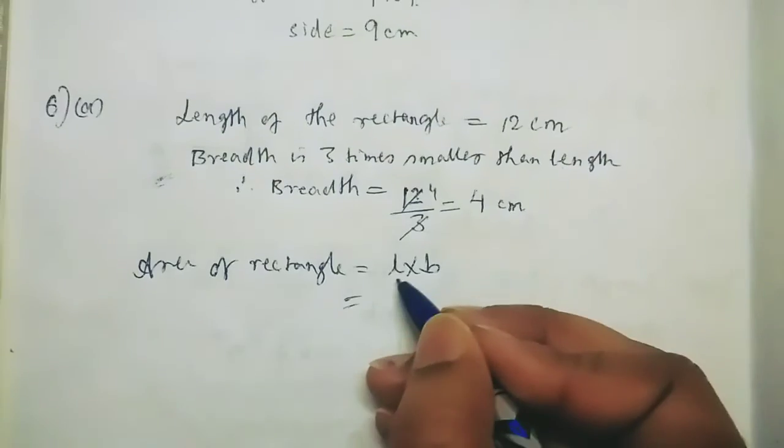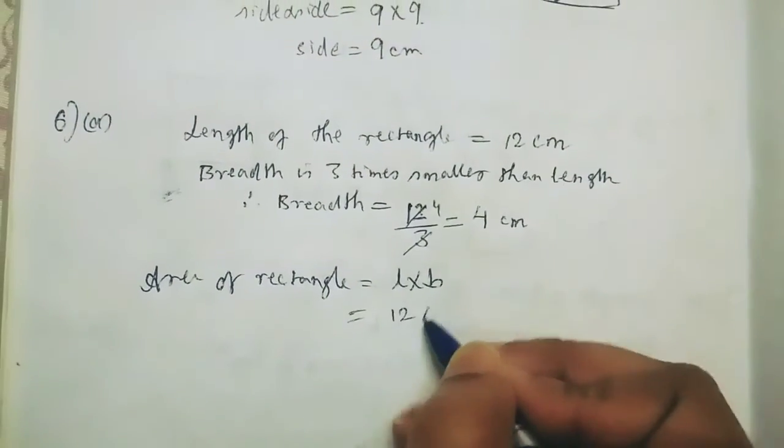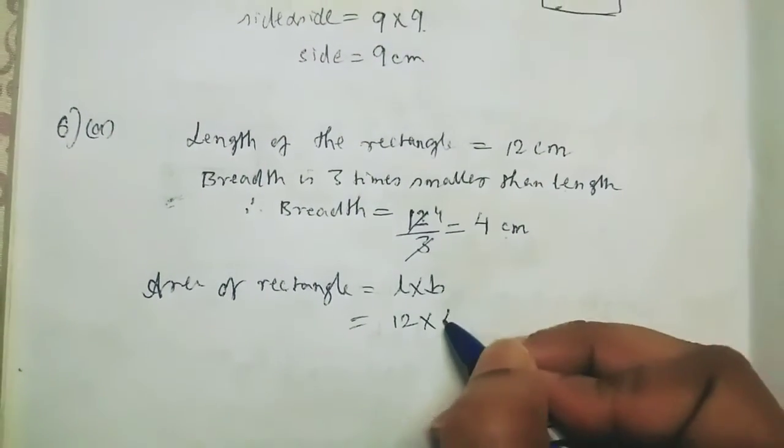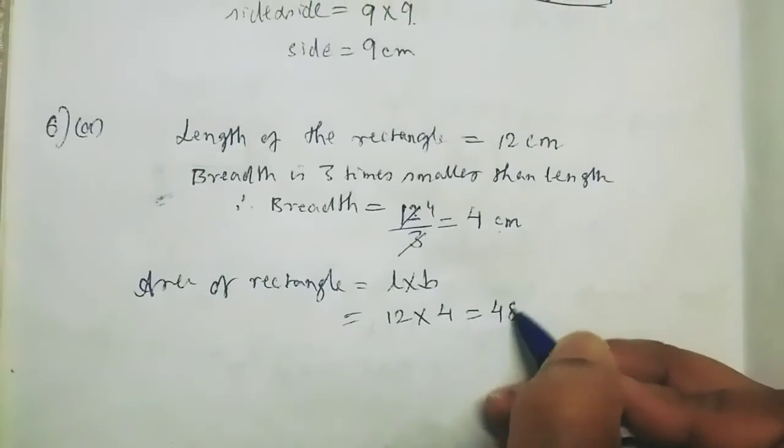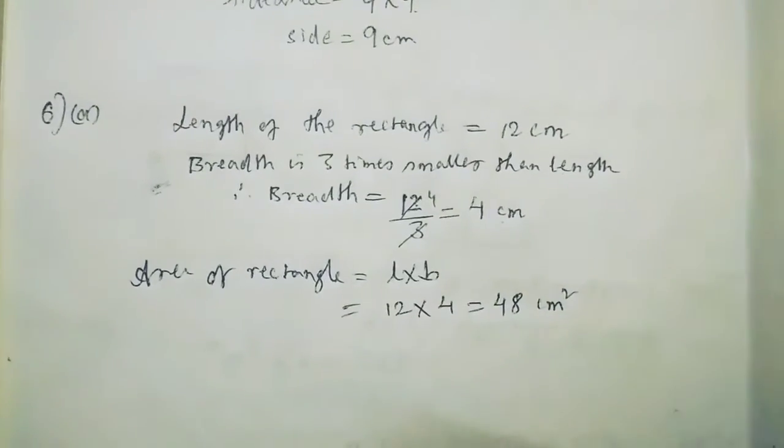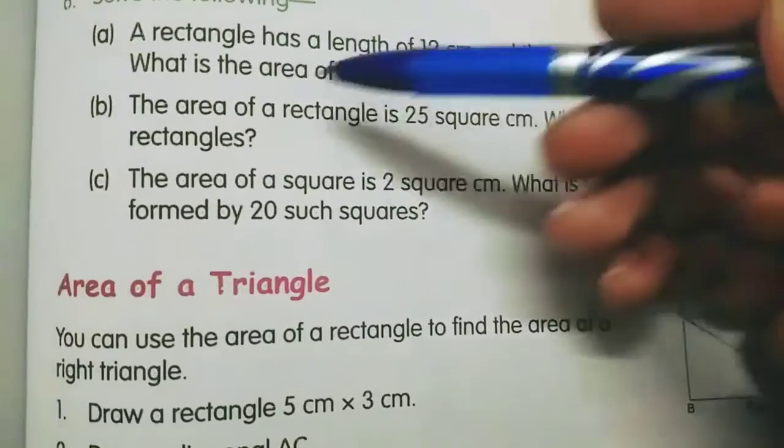Now you can find the area of the rectangle. Area of rectangle equals length into breadth. Length is 12 into breadth, which we have got as 4. So 12 4s are 48. 48 centimeter square. So this is the answer of this question. Understood? Now next, question number B.